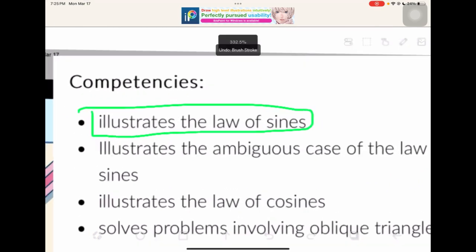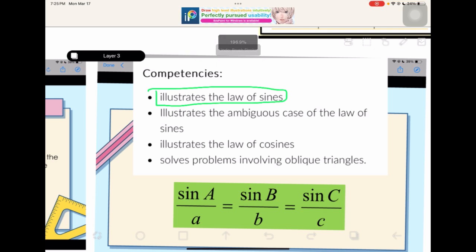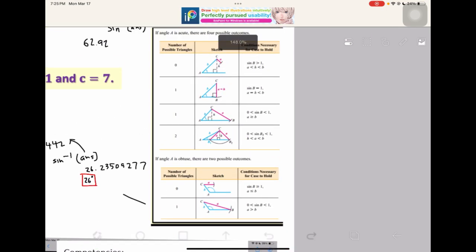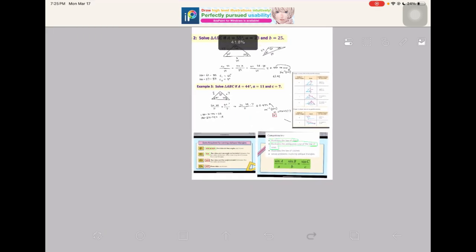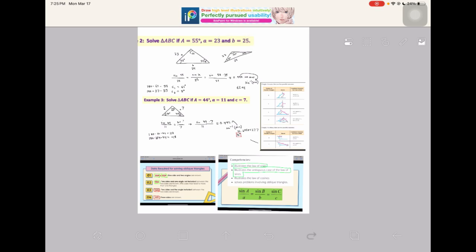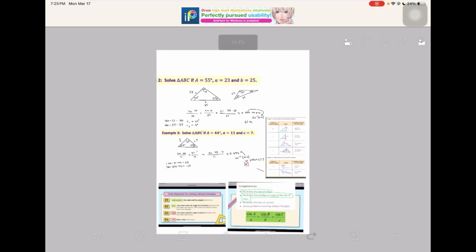Just do a little bit of a memorization here. And yeah, there we go. We are, well, kind of almost done, I guess. We just need to do law of cosines.